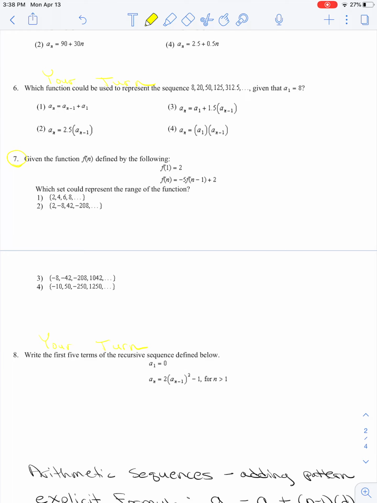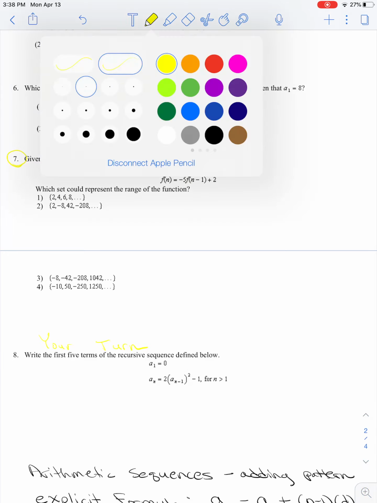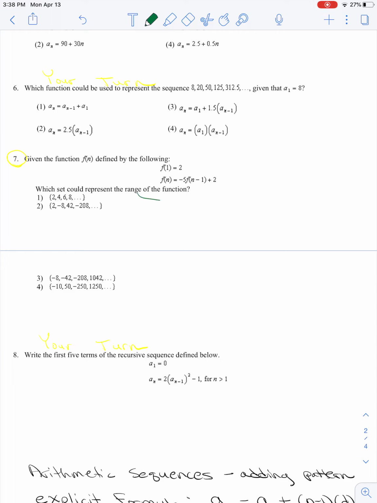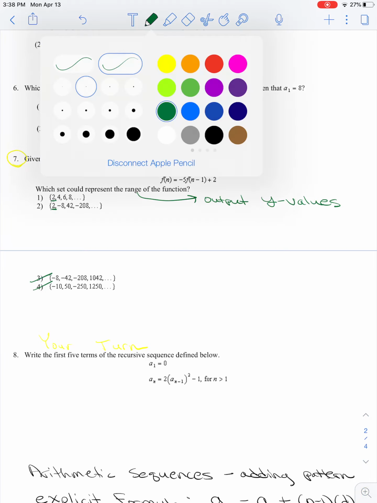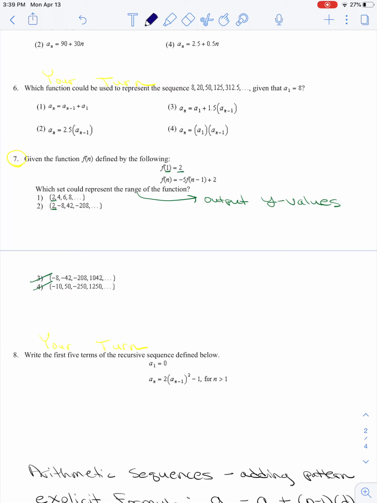Okay, so let's take a look at number 7. So we want to know which represents the range of the function. So the first thing that you have to remember is the range is the output or the y values. Okay, so they're telling me here that my first term is 2. So I can get rid of choices 3 and 4 right away because they don't have a first output value of a 2, right? So here are my output values. So we know our first term is a 2. Now we have to figure out how to get to our next term. So we have to look at the pattern.